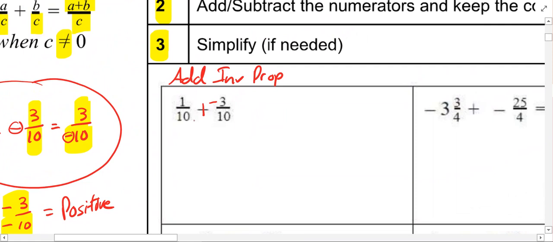Back to the problem. We notice that the denominators are the same, so we're going to go ahead and go 10. And then 1 plus negative 2 is, sorry, I said the answer. 1 plus negative 3 is negative 2. And that can be simplified. So we notice that 2 can go into both. And negative 2 divided by 2 is negative 1. And 10 divided by 2 is 5. And that's our answer.